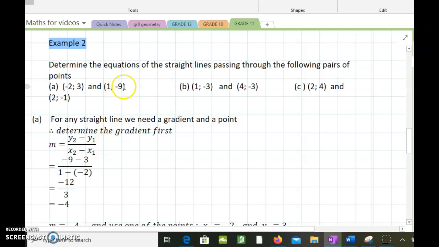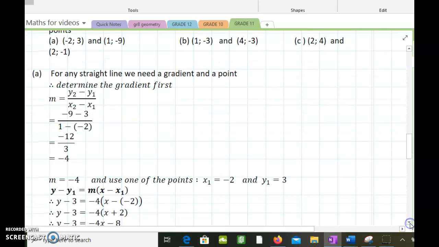Here's my y2, here's my y1. Subtract them over the corresponding change in the x values, 1 minus minus 2, and if I work that out, I get a gradient of negative 4. So now I have the gradient of the line. Remember, we want the equation of the line, and so far I have a gradient and I have a point. So you can use any one of the 2 points now.